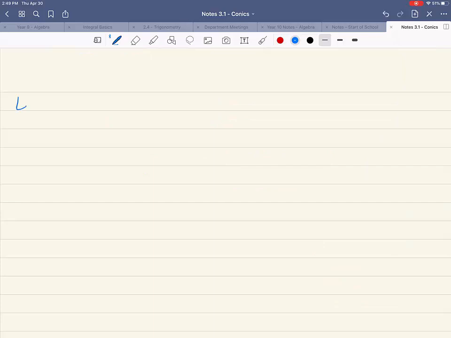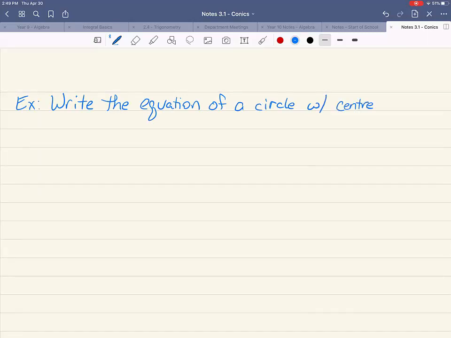So let's write the equation of a circle with center of -9, 0 and radius of 8. Okay, first thing I'm going to do is write the graphing form down.